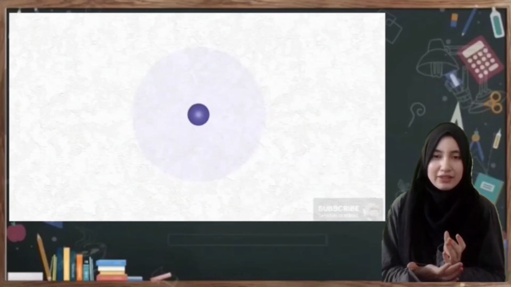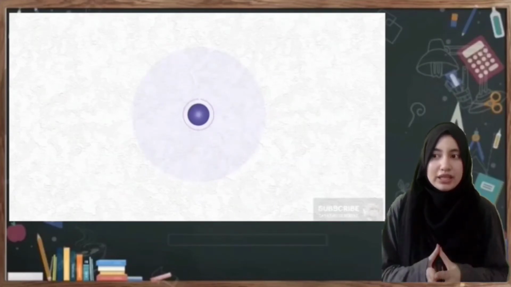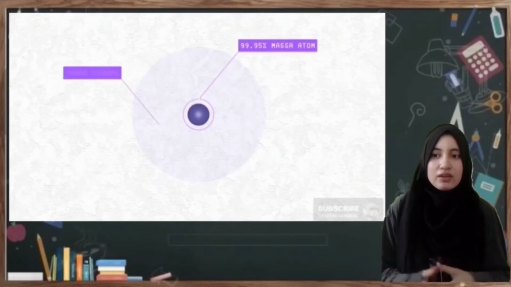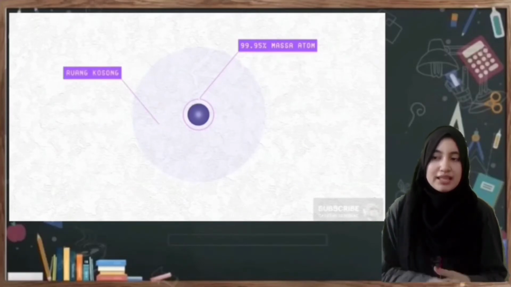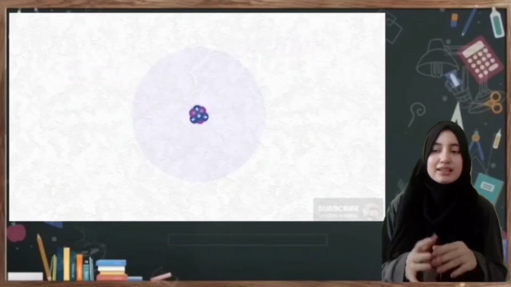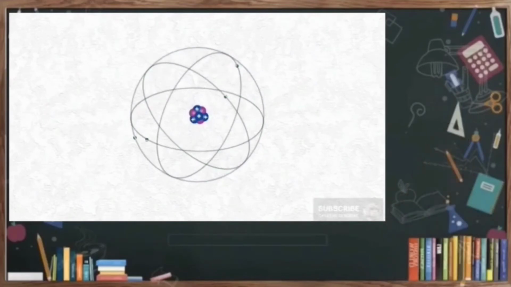Atomic mass isn't evenly distributed through the atomic volume but is collected in the atomic nucleus. Almost 99.95% is in the nucleus while the rest is empty space. In the nucleus, the positive charge is concentrated. On the other hand, the electrons rotate and circle the nucleus of the atom and form a trajectory.